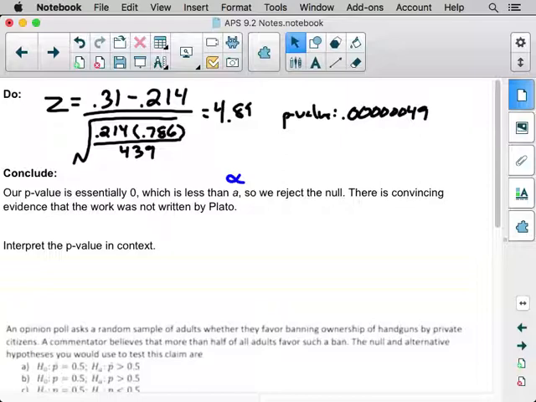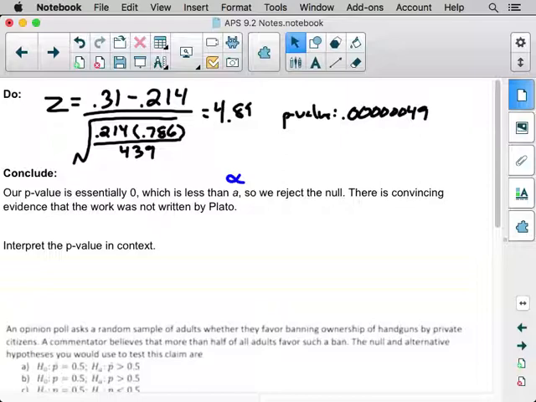Now, sometimes you'll see also a question to interpret the p-value. Interpreting the p-value is different than your conclusion. Remember the p-value is assuming that the null is true. It tells you how rare your sample is. So when we're trying to interpret the p-value, first of all, what does it mean for the null to be true? What is the null in this case?